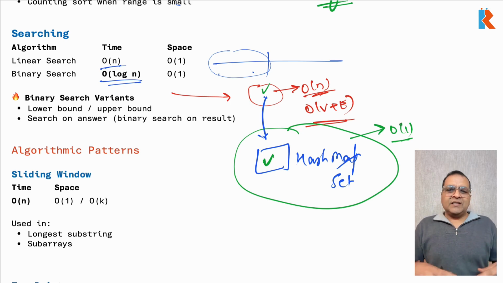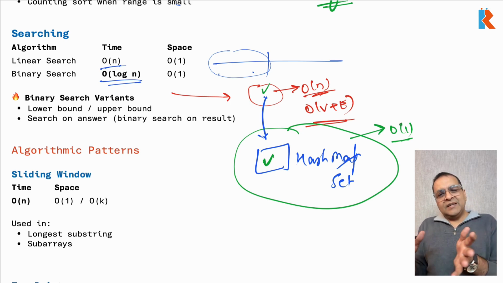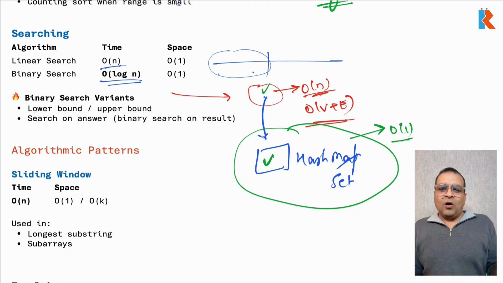Because now we are not searching in the original data structure. Instead, we are searching in a hash map which contains all the values of the original data structure. So it will reduce the time to search, but obviously it will increase the memory complexity because now we are duplicating the entire data structure. Therefore, the extra space will be order of n.